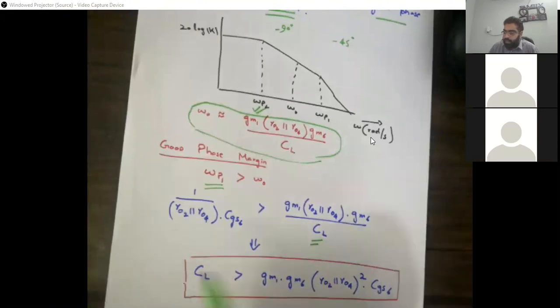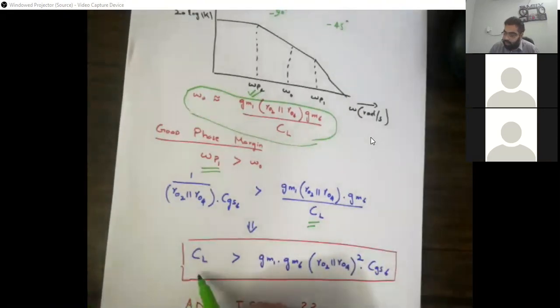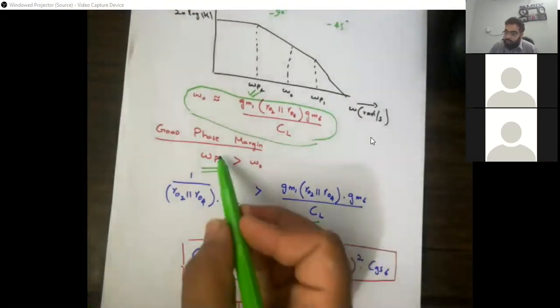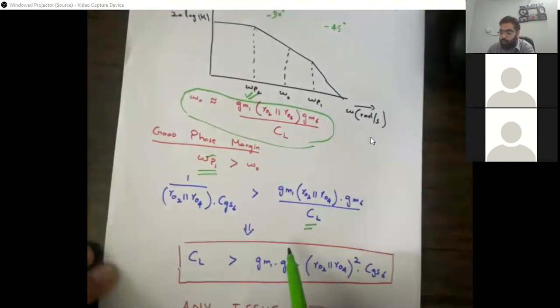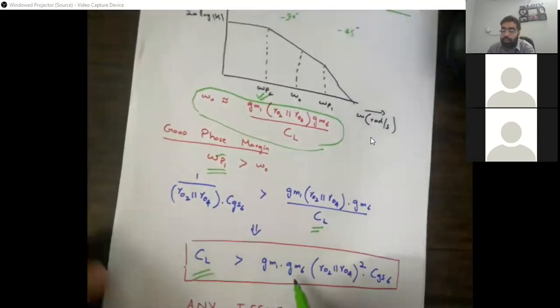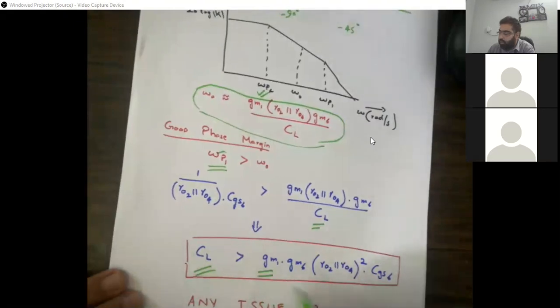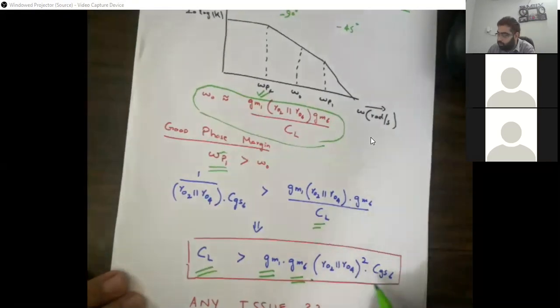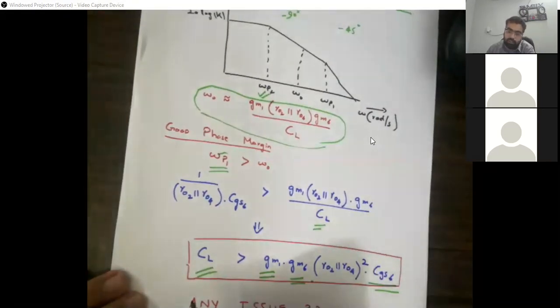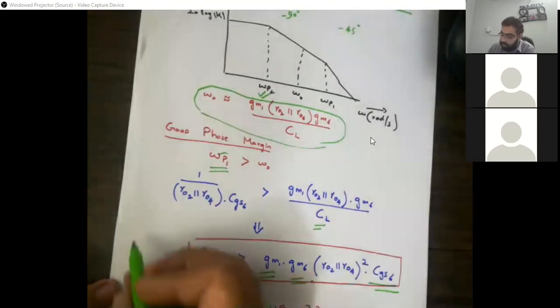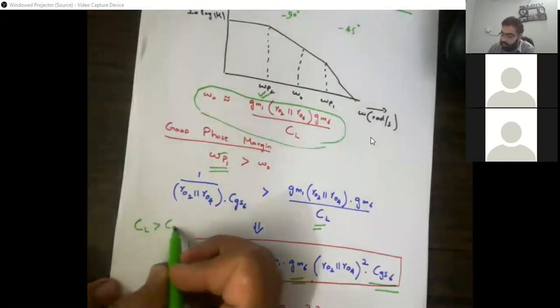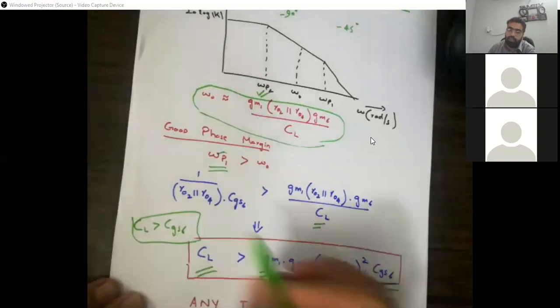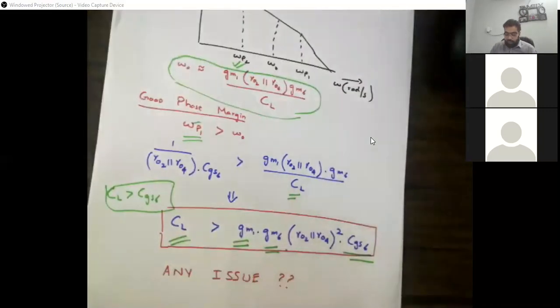If we just do the math, we find out कि in order to meet this condition of omega p1 greater than omega naught, CL should be greater than GM1 times GM6 times R02 in parallel with R04 whole square multiplied by CGS6. We agree that CL should be greater than CGS6, but here something wrong is happening. What is the issue here?